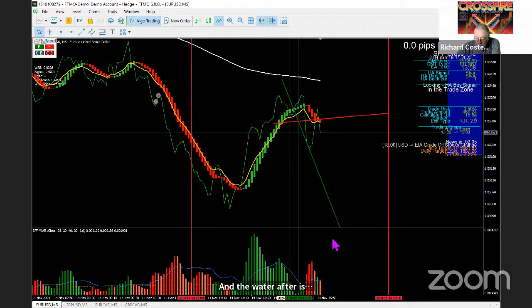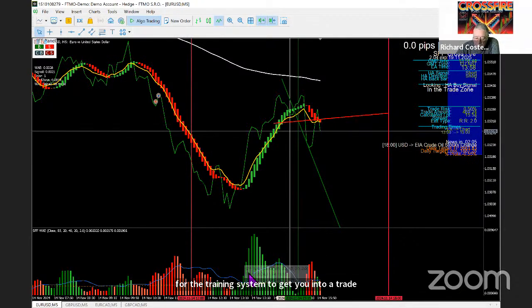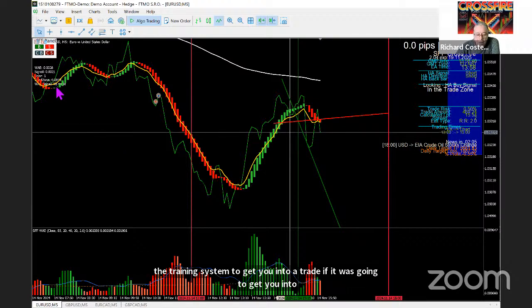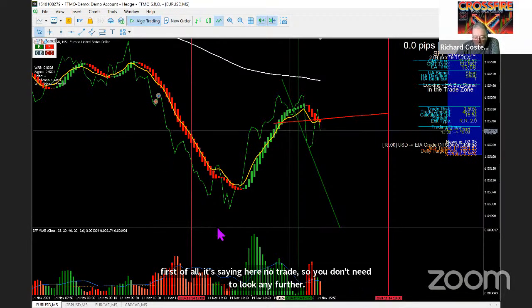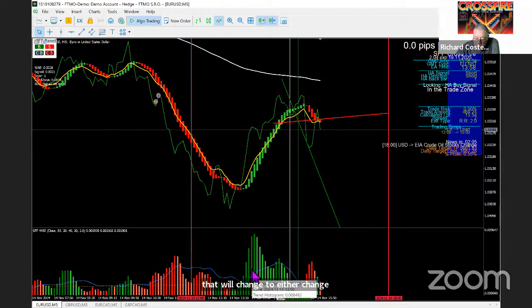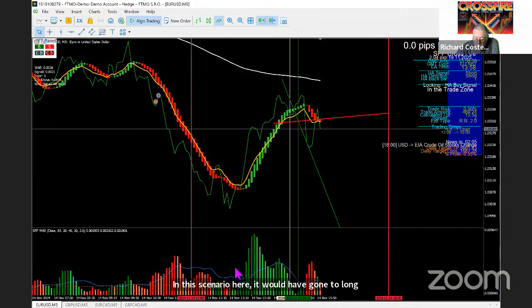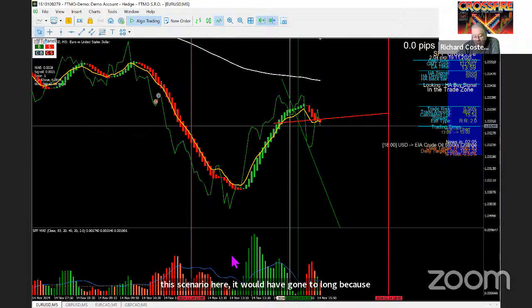For the trading assistant to get you into a trade, well, first of all, it's saying here no trade, so you don't need to look any further. That will change to either long or short. In this scenario here, it would have gone to long because the explosion line, which is currently a blue line, I'm going to change that to a white line.